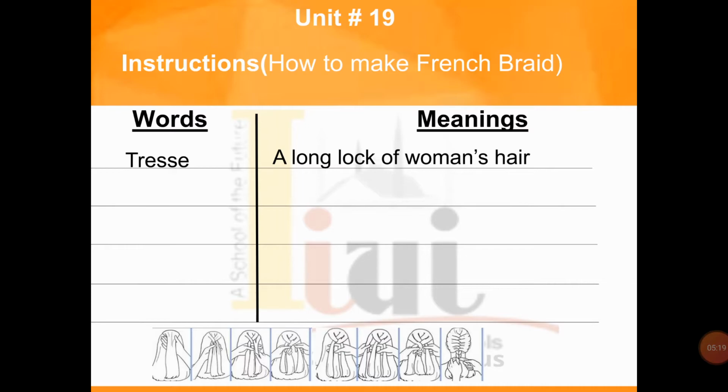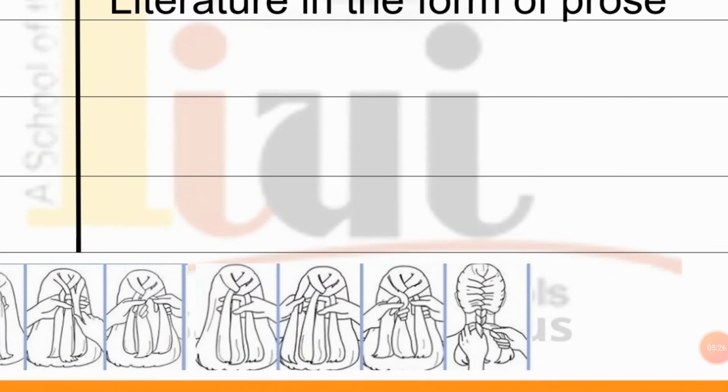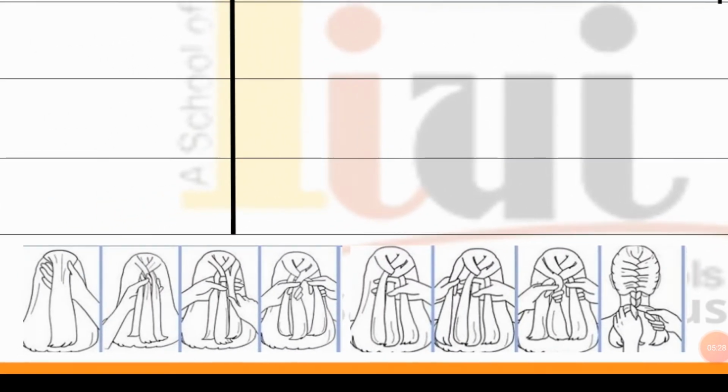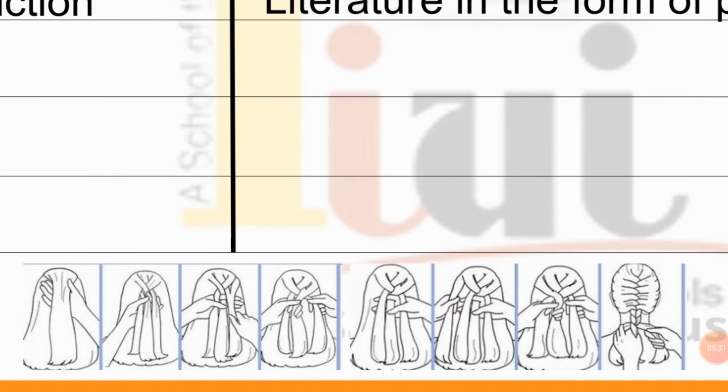Result is all the hair gathered into the smoothly woven pattern over the scalp. Here in this picture you can see every step of how to make a French braid.